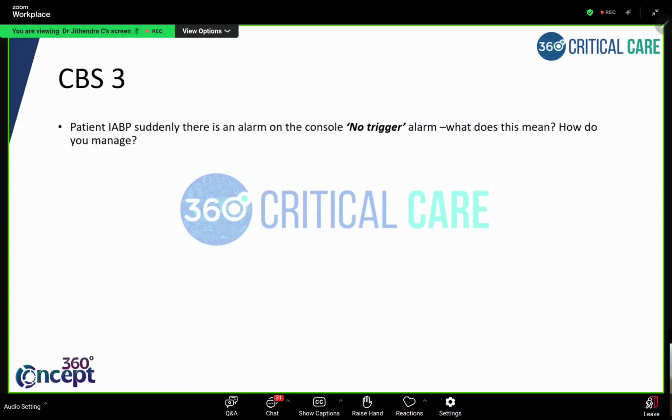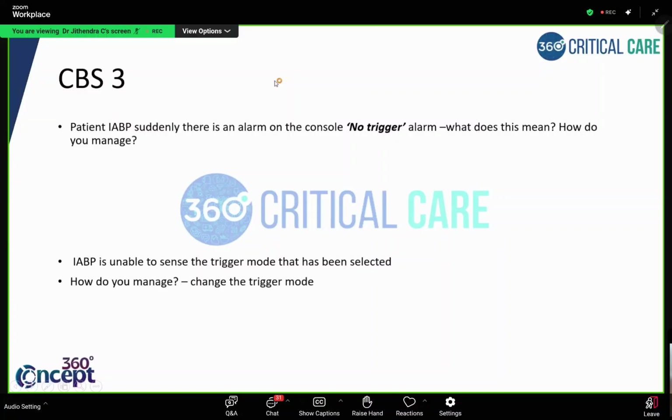Next, again, you have a history, and then the patient on IABP, suddenly there's an alarm on the console saying no trigger alarm. What does this mean? How do you manage? So there is no trigger. Suddenly you see that the machine is producing an alarm saying, okay, sorry, I got the answer.